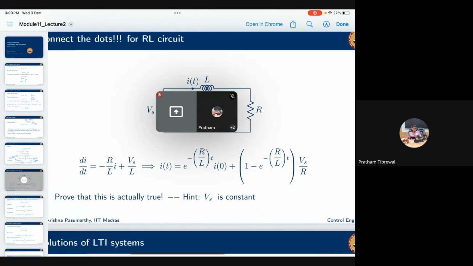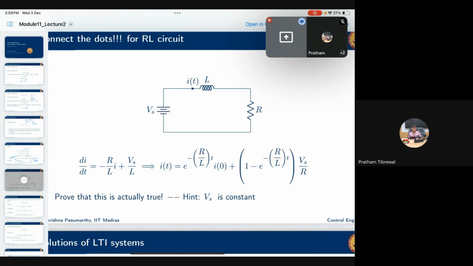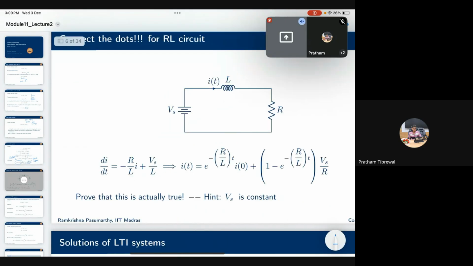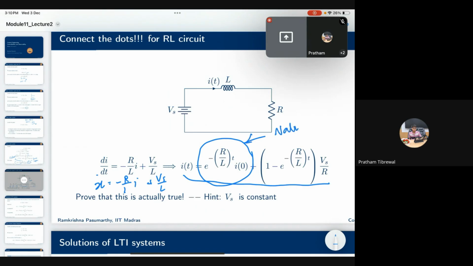Now I just look at the system. What I claim here is that x of t is e power At x naught, and then you do this little integral which also includes the input matrix, or the input term B, and the input signal. Okay, so I have a scalar system again of the form x dot, which is di by dt, is minus R over L times i plus Vs by L. So I of t will have the response. This is my natural response, and this is my forced response.